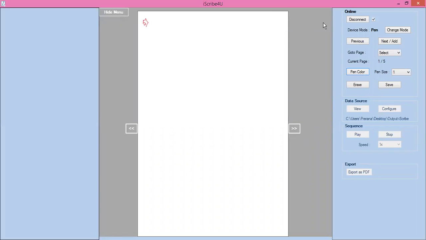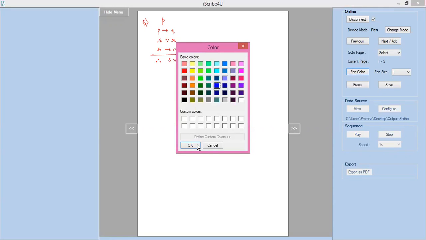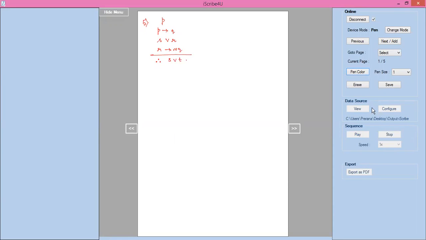Next problem. Given argument reads: P, P conditional Q, S or R, R conditional negation Q, and the conclusion is S or T. So we have to check whether the given argument is valid or not. So let us see the solution of the same.